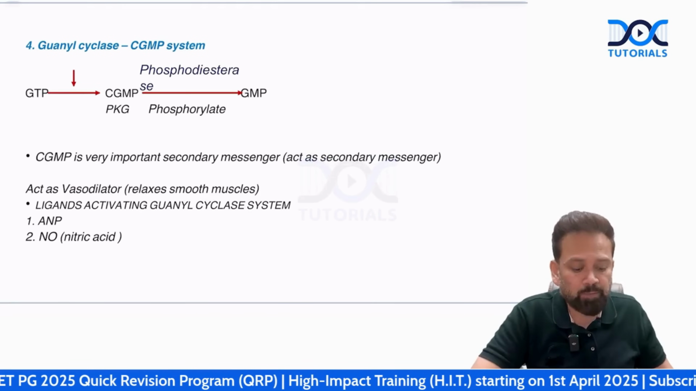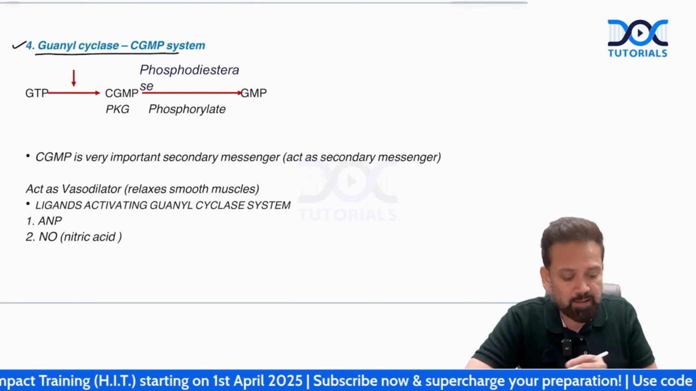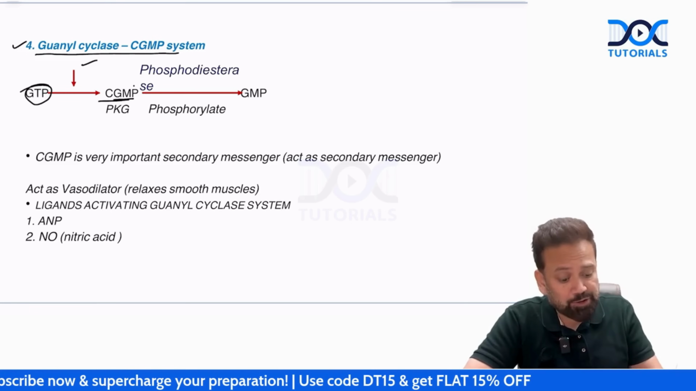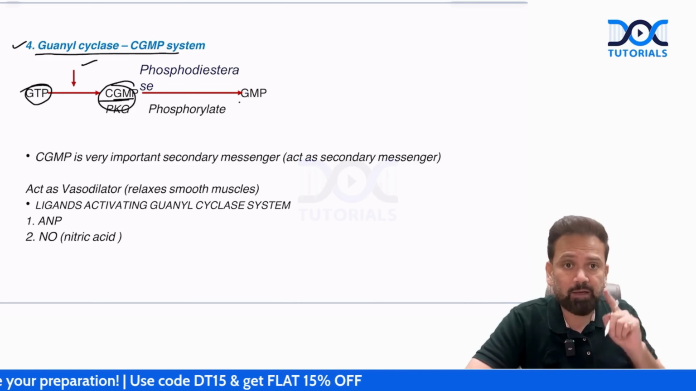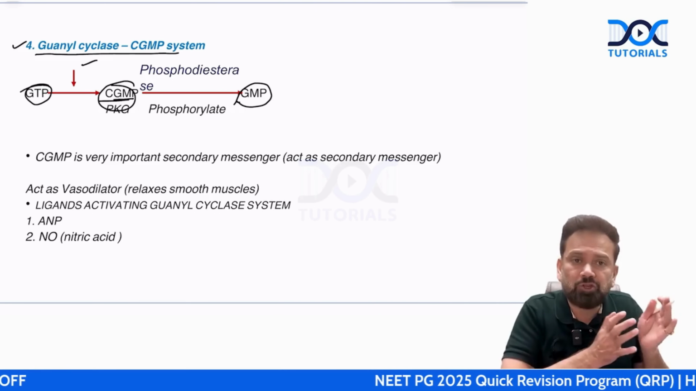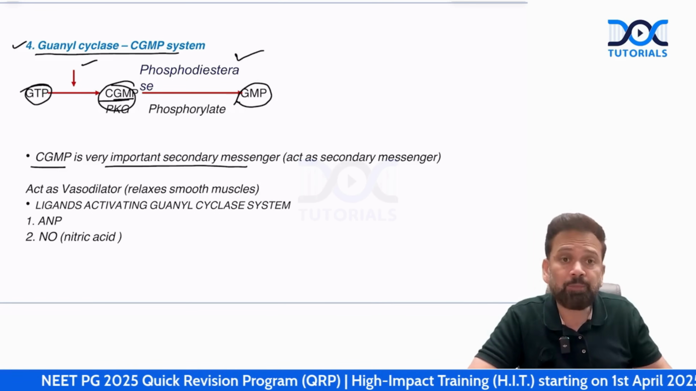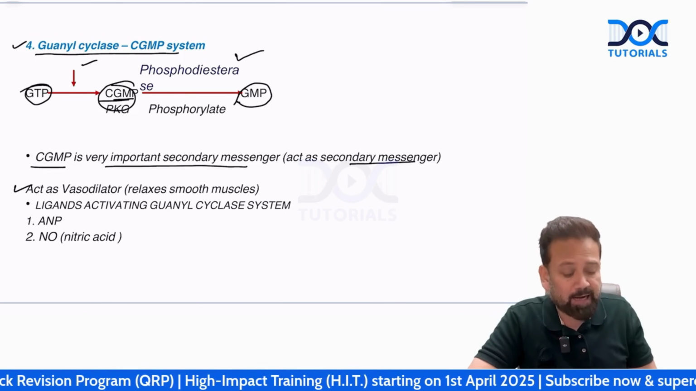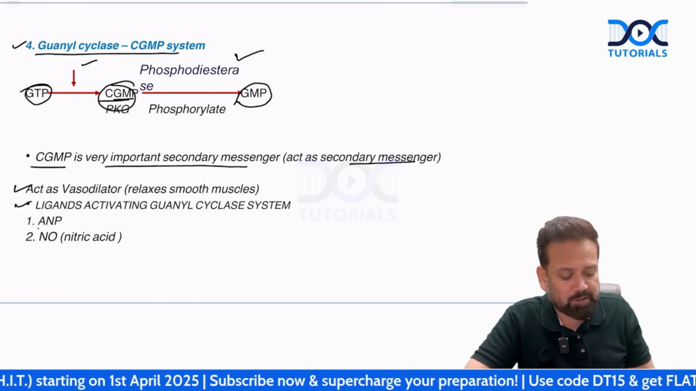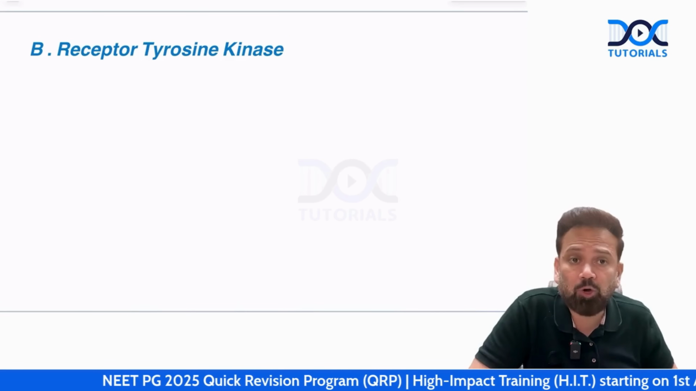So GS, GI, GQ, this was about G protein receptor. The fourth is the guanylyl cyclase cyclic GMP system. GTP is converted into cyclic GMP via guanylyl cyclase. Now, cyclic GMP is a secondary messenger. Like there was cyclic AMP, here will be cyclic GMP, and this cyclic GMP will be inactivated into simple GMP by phosphodiesterase. So cyclic GMP is a very important secondary messenger, and it acts as a vasodilator. And the ligands which are going to activate this guanylyl cyclase are called ANP and nitric oxide. This was all about G protein receptors and guanylyl cyclase activators.